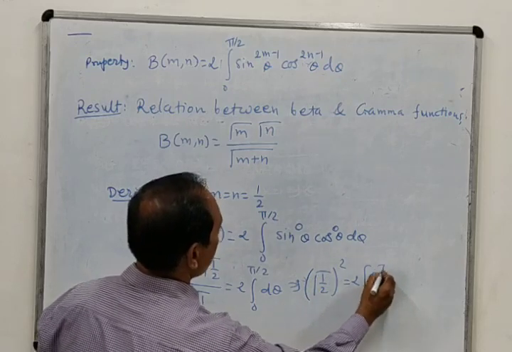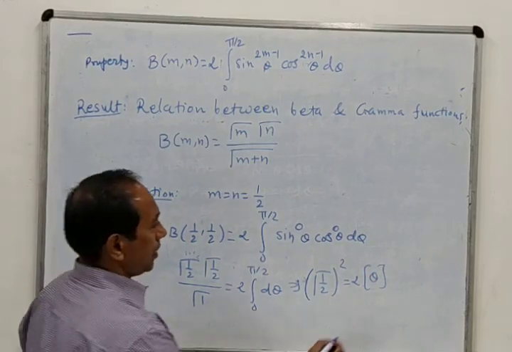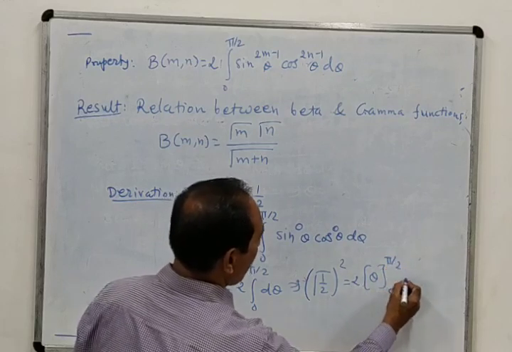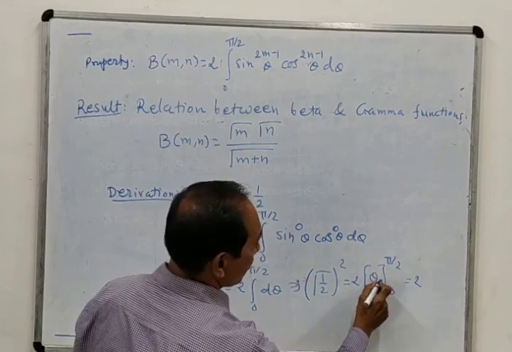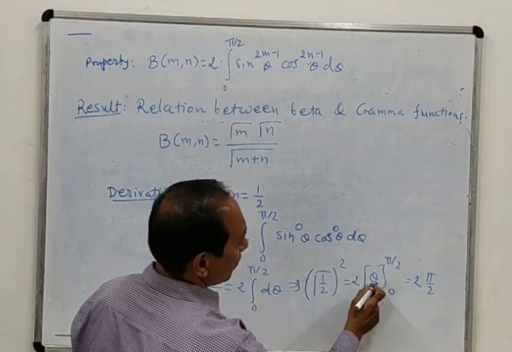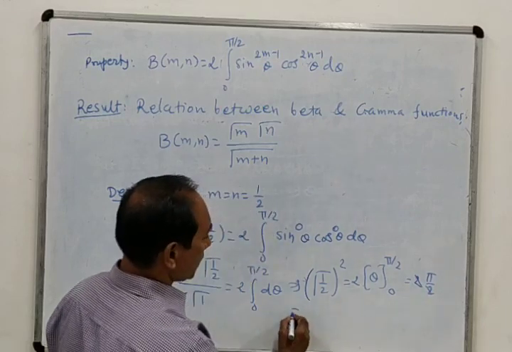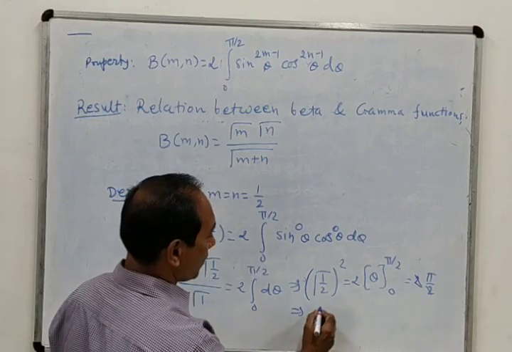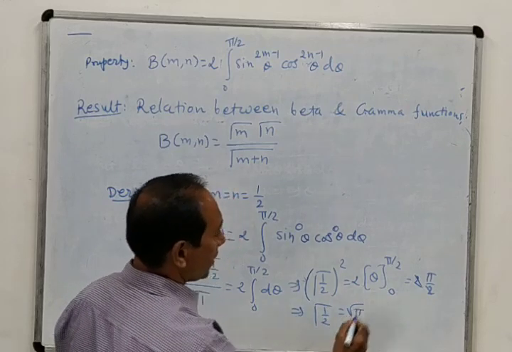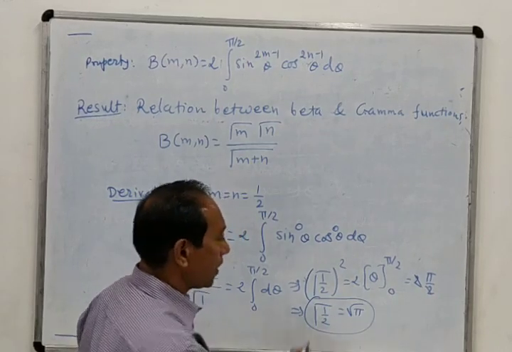The integration of this one is theta, because there is no function inside it, and the limits are from 0 to pi by 2. If we put the values, what will we get? Pi by 2 minus 0, so the value is pi by 2. The 2 and 2 will be cancelled. So it is the value of gamma 1/2 whole square. Therefore gamma 1/2 equals square root of pi, and this value is what we were using earlier.